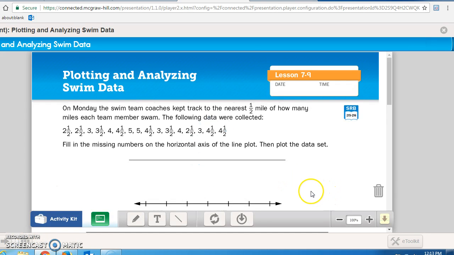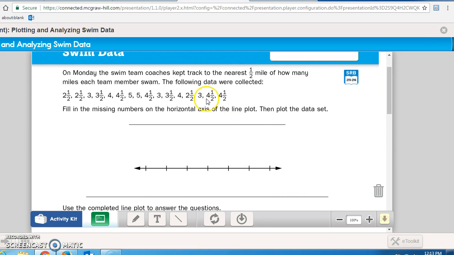So again, my numbers, since I'm counting up by a half, I would start here with the number 2, 2.5, 3, 3.5, 4, 4.5, and 5. Draw the X's above, so how many of each one of those you have. Remember, the title up here should be Monday's swim data.